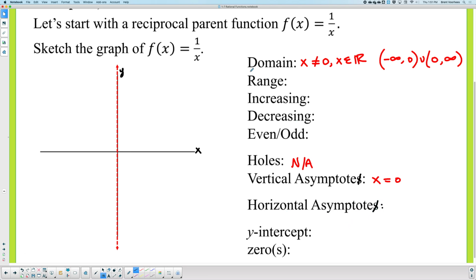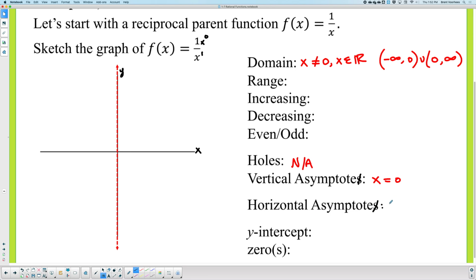Horizontal asymptote, it follows 3 rules. You look for the degree, and you check to see if the degree is bigger in the top or bigger in the bottom. Remember, degree means highest power. Now, this does not have an x, so it's kind of like x to the 0 power. This is x to the first power. Which one has a higher power, the numerator or denominator?